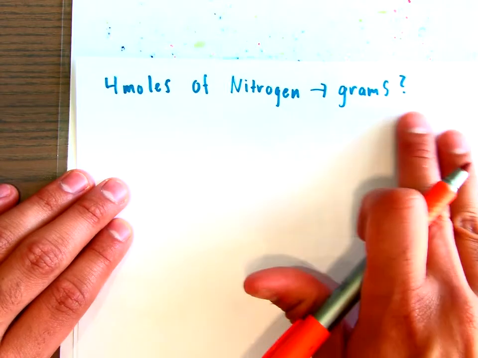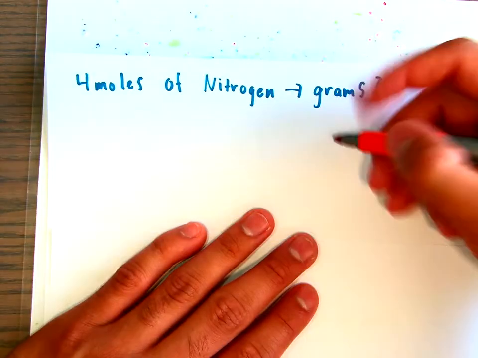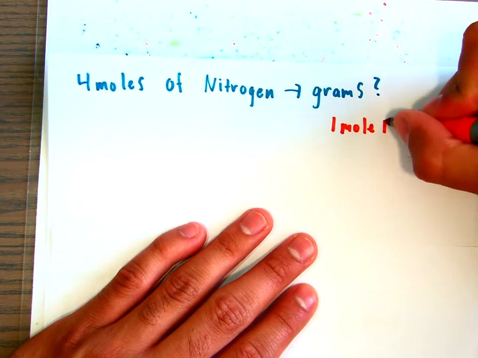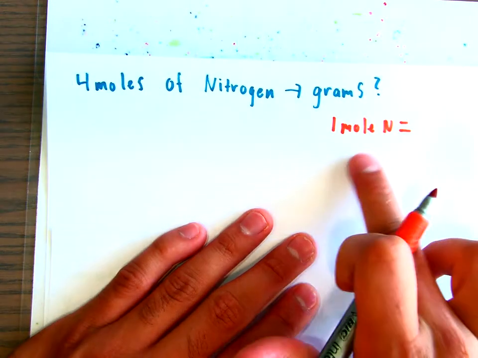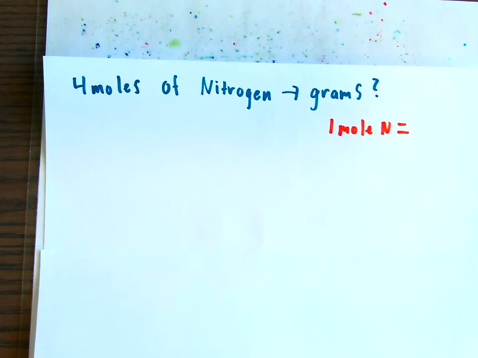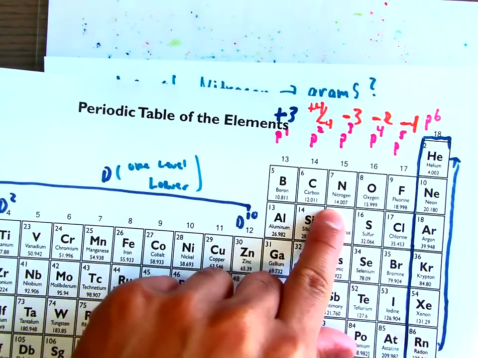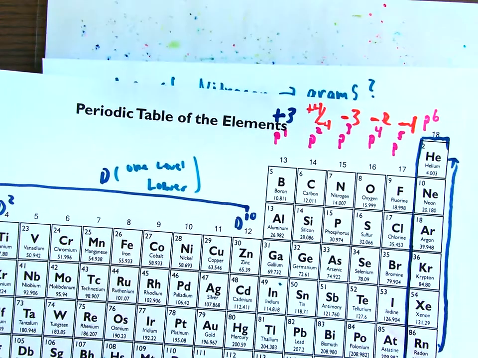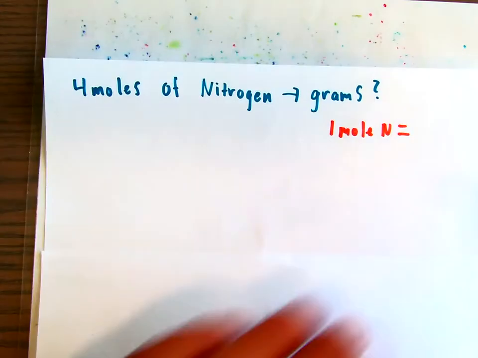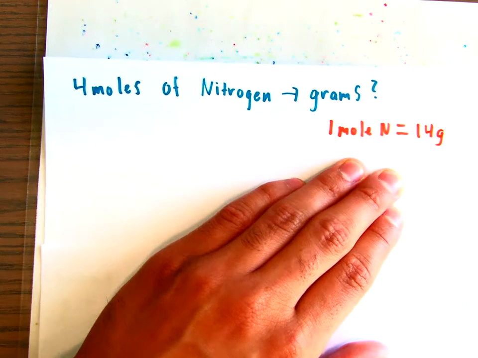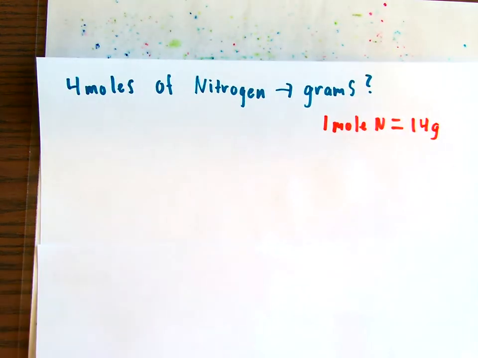We still set up our equivalent here on the side, and it's the same thing. So we always use 1 mole. So 1 mole of nitrogen equals, and why do we use 1 mole? Because that's what the periodic table tells us. The periodic table tells us the mass of 1 mole. Well, in this case, it's 14.007. Again, round, so we can keep our calculation simple. That's just 14 grams. Okay, so 1 mole of nitrogen equals 14 grams.